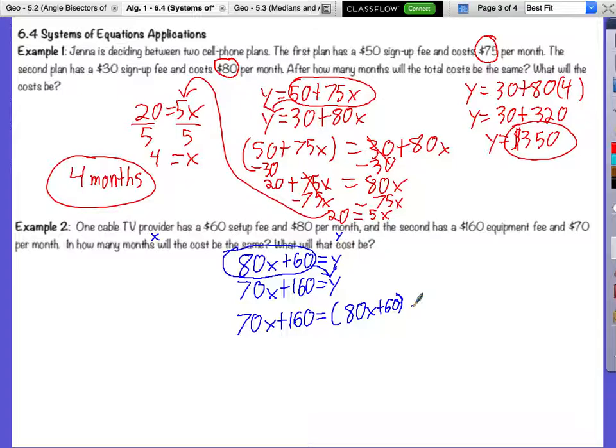Good question. Okay, what I want you guys to do is finish solving this one for x and y.